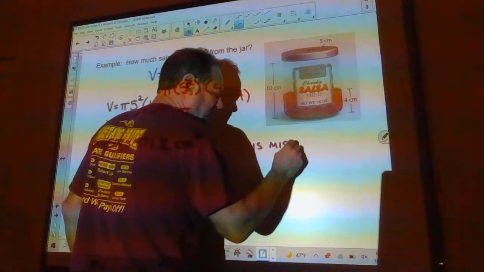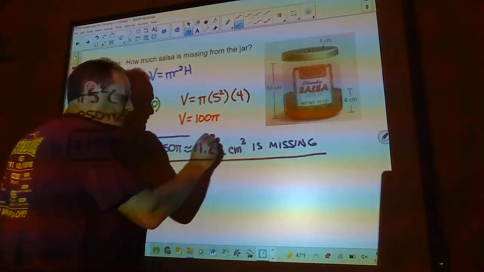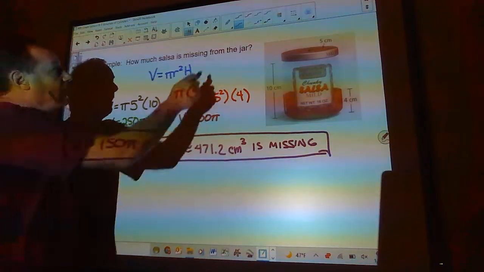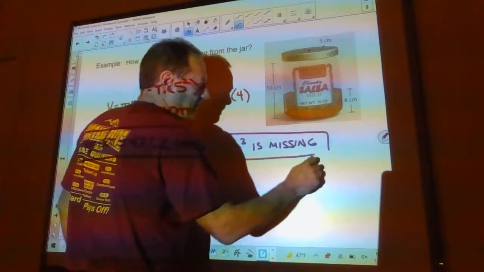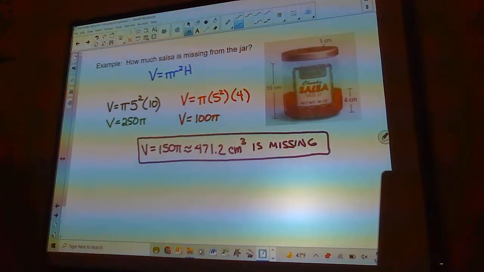And it's probably a good idea to label what it is you just calculated in this problem. It's not often that somebody calculates the empty part of the jar. So there you go.